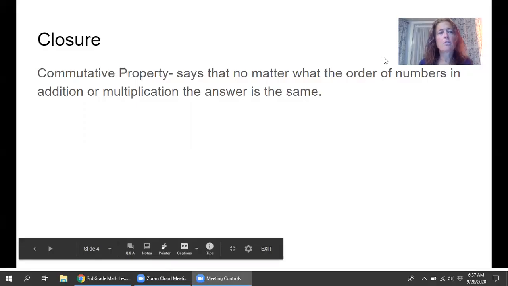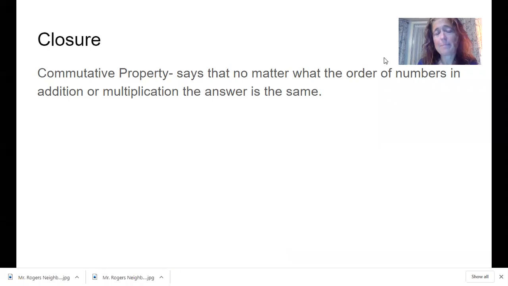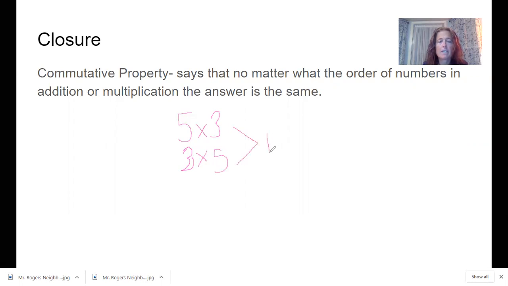On this screen, we're going to talk about the commutative property. Now, you don't need to know the name of the property, but I just want you to understand what it means. The commutative property says that no matter what the order of the numbers in an addition and a multiplication problem, so it's not in subtraction or division, only in addition or multiplication, the answer is the same. So whether we're saying, like we just had in the last problem, 5 times 3 or 3 times 5, both of those answers would be 15.